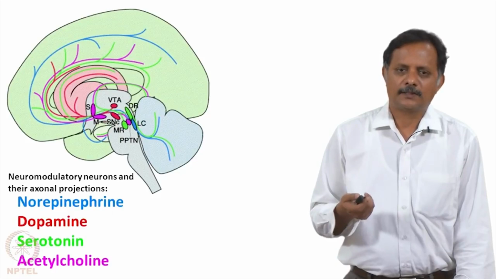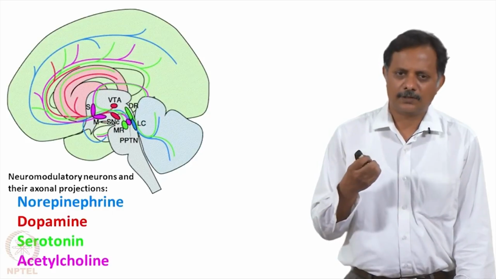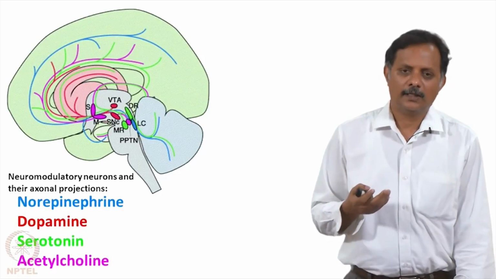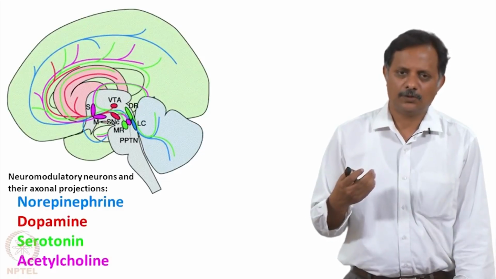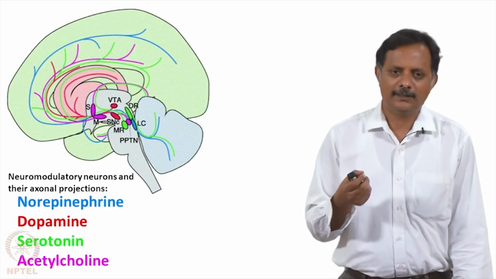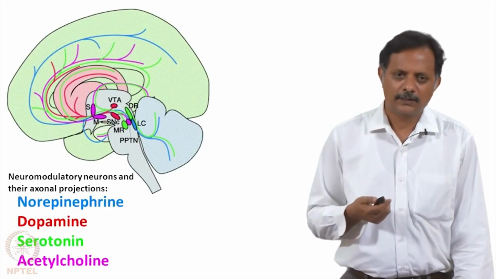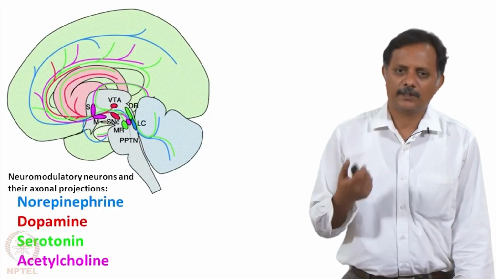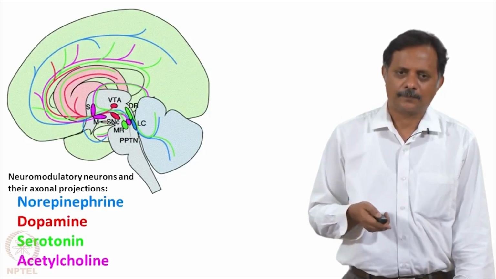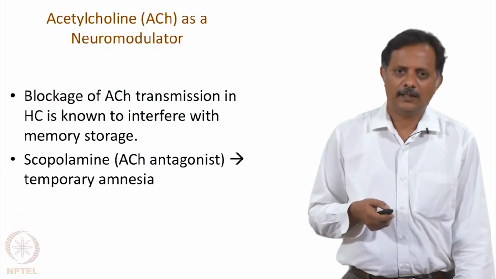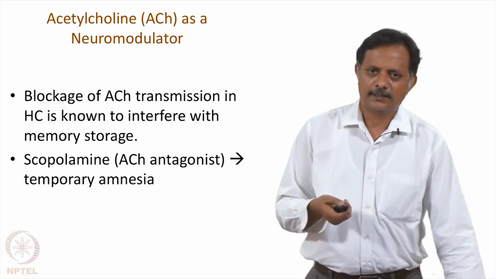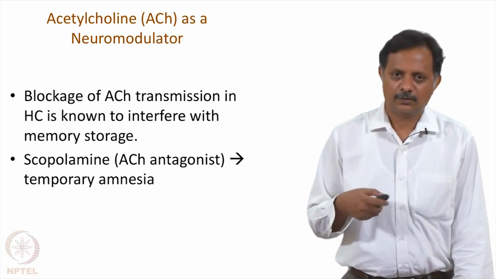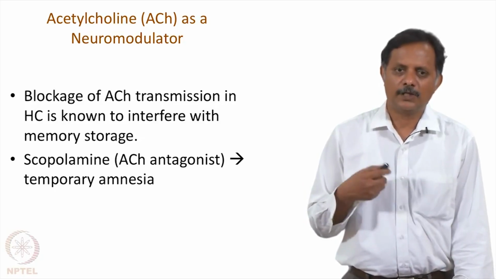These substances are released by small clusters of neurons located generally in the midbrain and some subcortical areas. Although these clusters are small, each having probably a few 100,000 neurons, these neurons project to widely distributed targets both in the cortex and in subcortical structures. Like I said, ACh is a neuromodulator, and blockage of ACh transmission to hippocampus is known to interfere with memory storage.